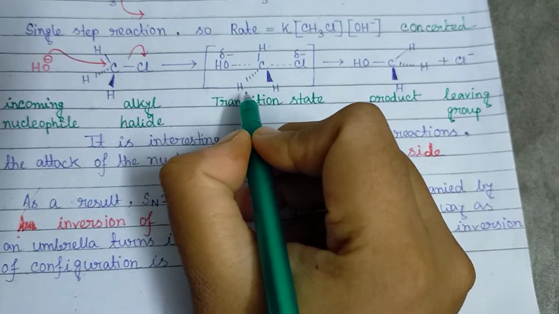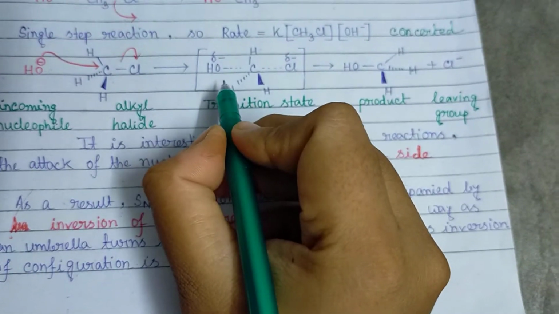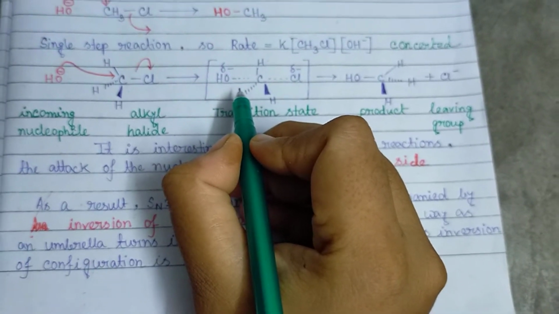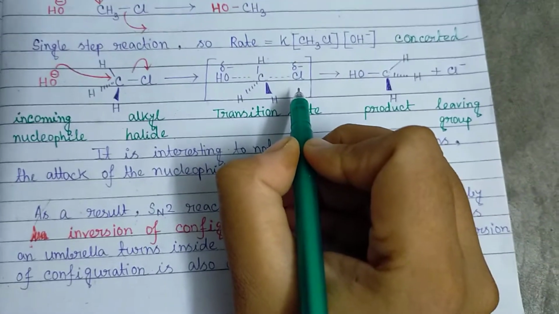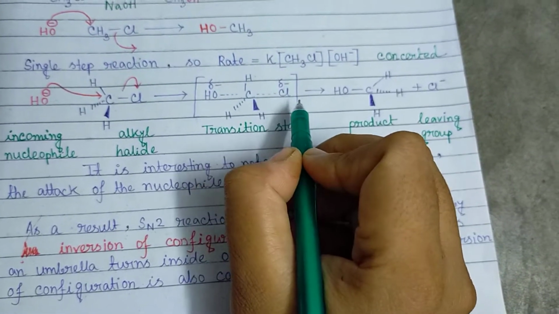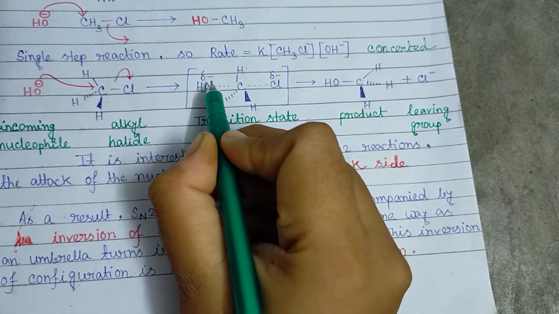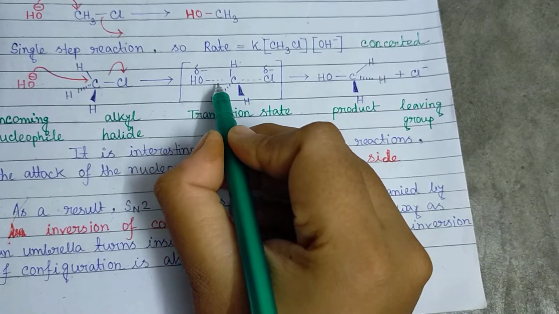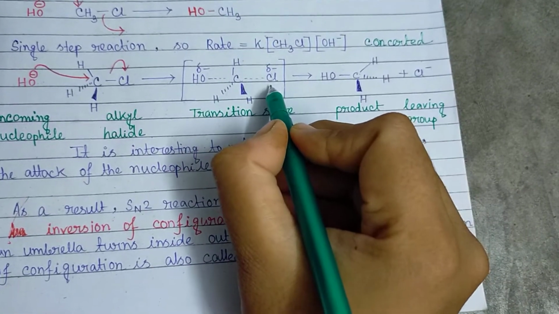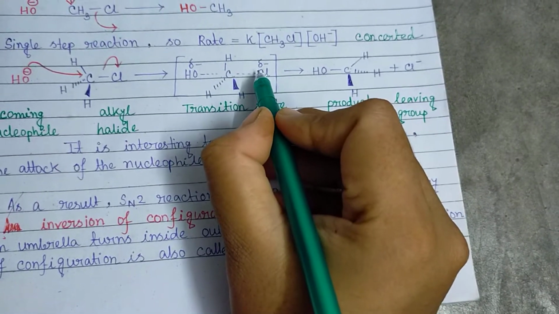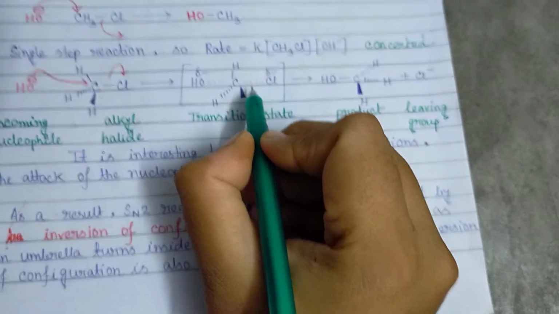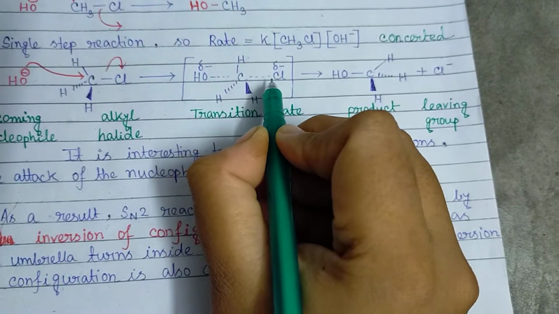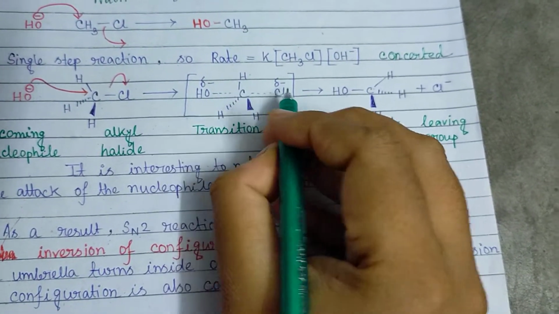This is the transition state of the reaction, where we can see that the OH minus has not completely formed the bond and the chlorine has not completely been removed. So here the charge on OH minus will be delta minus and the bond will be just forming. So I have written it as a dotted bond, and the chlorine is departing, so it also has a delta minus charge. So here the bond is also breaking, so it is also written as a dotted bond.